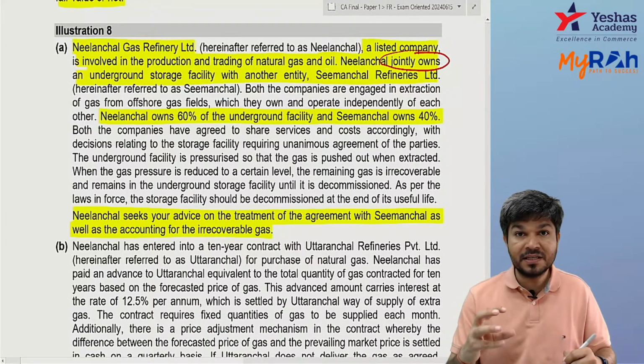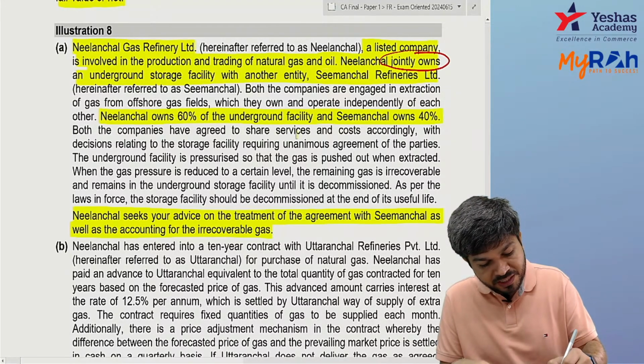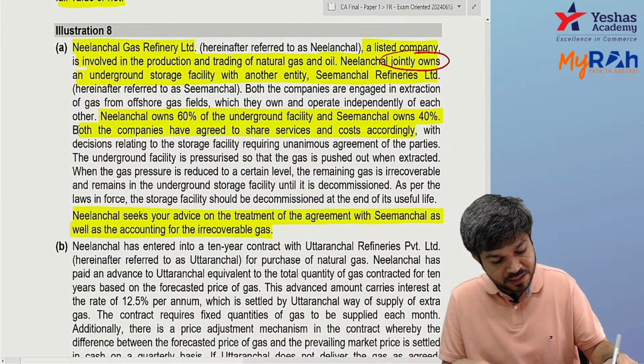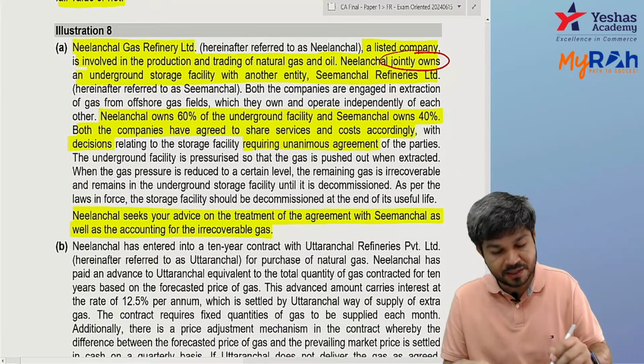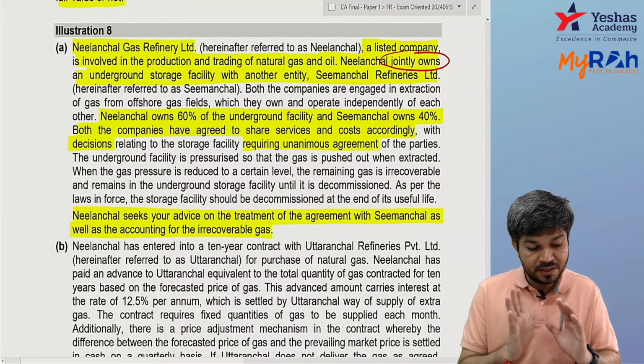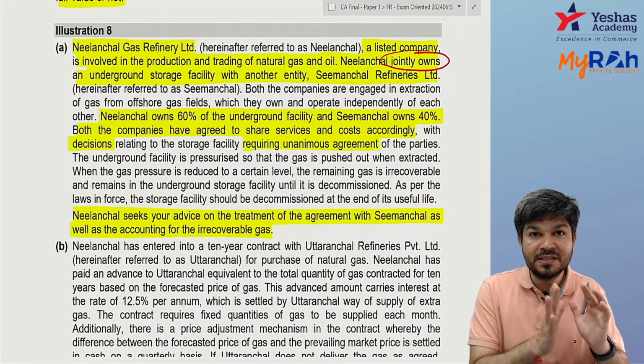About your agreement with Simanchal and some irrecoverable gas. Okay. Both the companies have agreed to share service and cost accordingly, and decisions require a unanimous agreement. My question: Nilanchal owns 60%. Can they take decisions on their own?